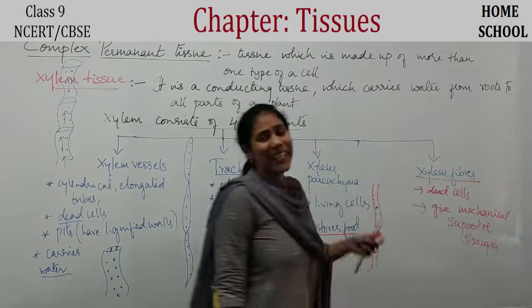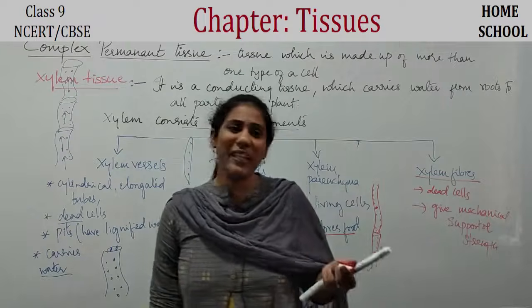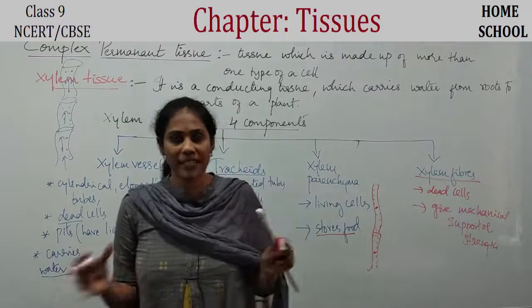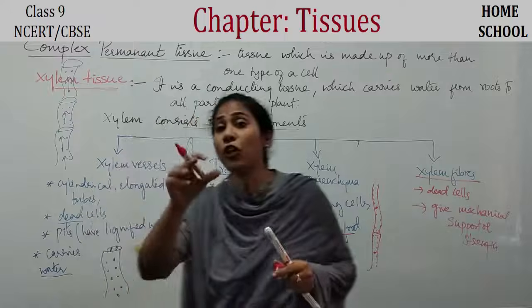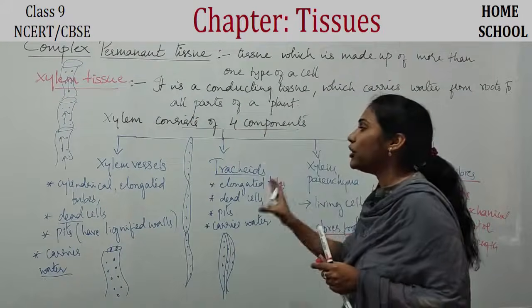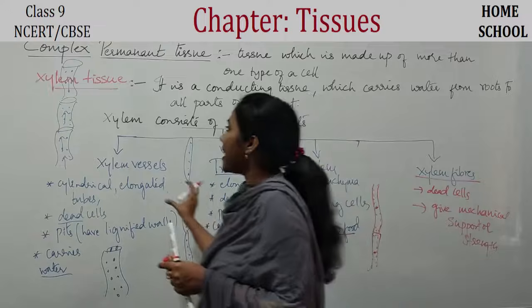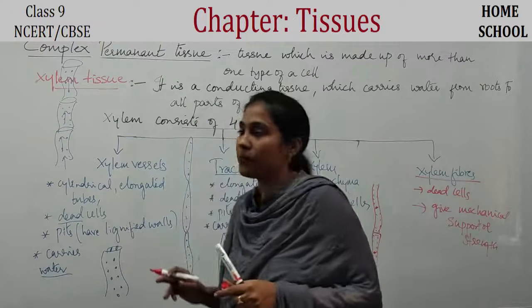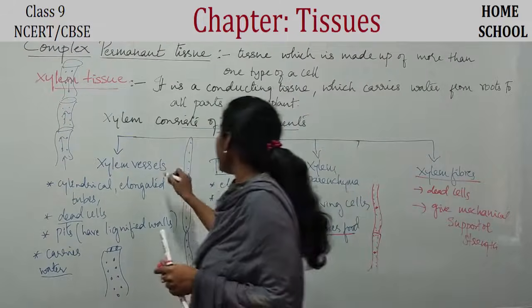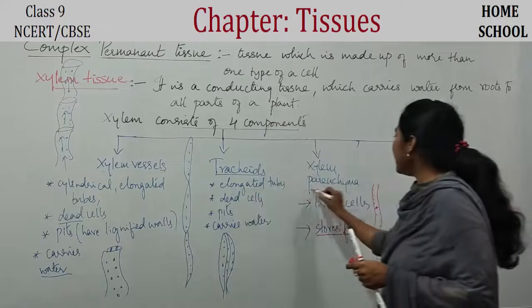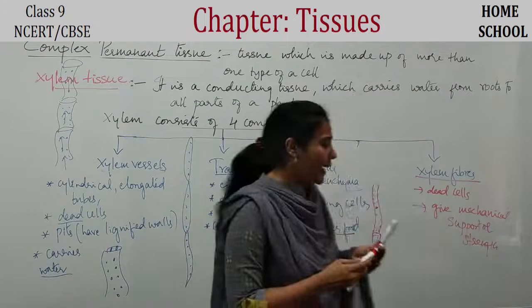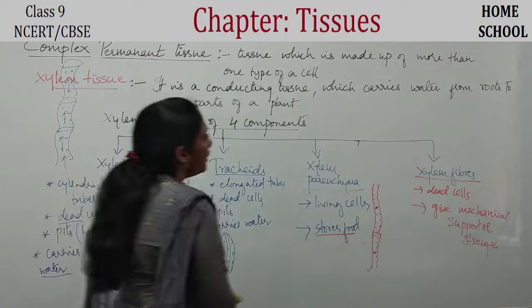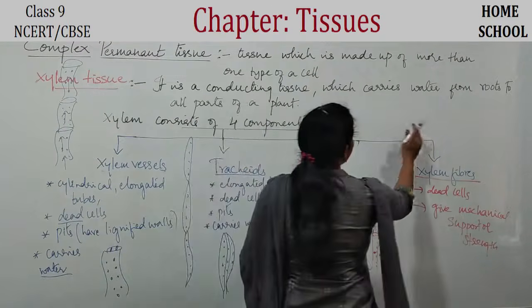Okay, they are meant for giving some sort of strength and support to the tissue, to the plant. Clear? So these are the 4 components, that is the 4 different types of cells present in a xylem tissue. Okay, xylem vessels, tracheids, xylem parenchyma, and xylem fibers. Okay, now let's see how they are arranged together.